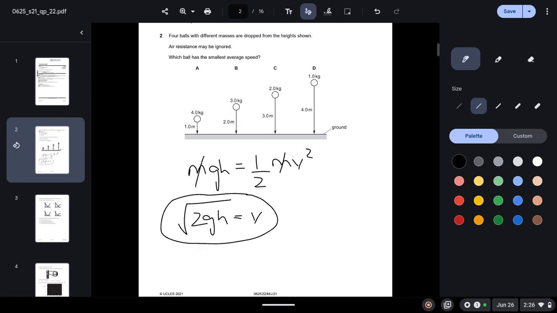So in this formula you should put the values of h, and we can see that v and h are directly proportional. So the option where the height is the least will be your answer, and that is A.